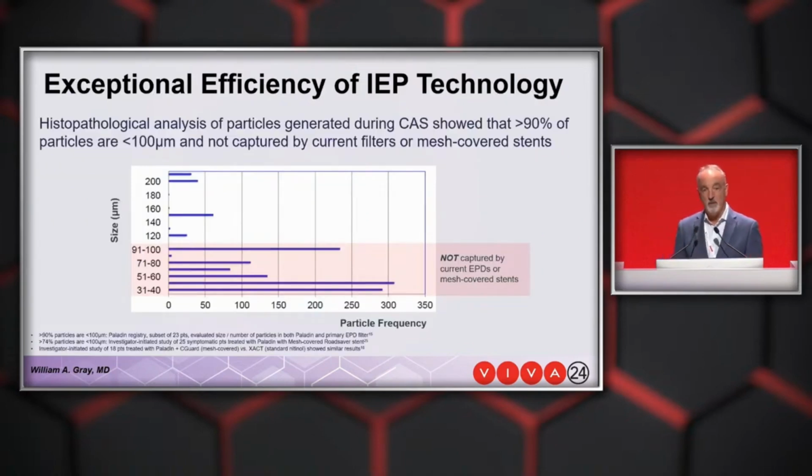What we see when we captured material in prior studies of this device, the material captured in the filter is actually returned in 90% of the cases with particulate less than 100 microns, which means that the devices we currently use are probably providing incomplete or no protection for the majority of embolic material liberated.